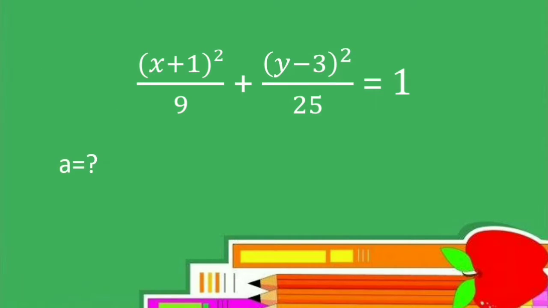Next, we need to get the value of a. We already knew that a squared is always greater than b squared. Thus, in 9 and 25, 25 is the greater value than 9. In order for us to get the value of a, we must extract the square root of 25, and that gives us 5. Next, we will get the value of b. In order for us to get the value of b, we must extract the square root of 9, and it will give us 3.